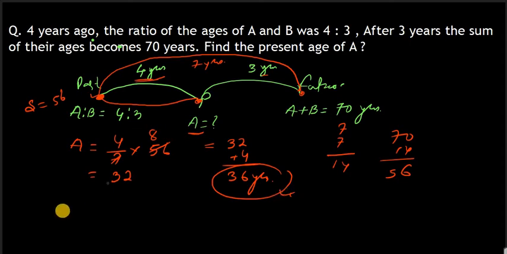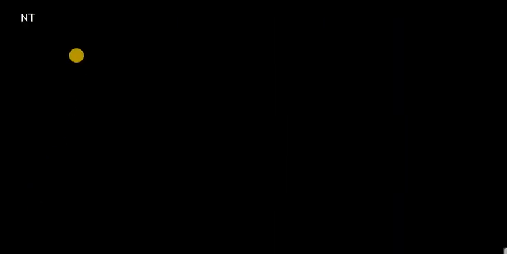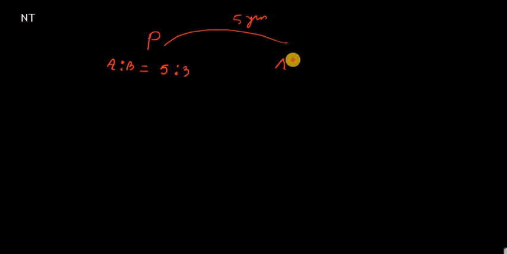Next time, another type of example. The ratio of the present age of A and B is 5:3. And after 5 years, the ratio of A and B will be 3:2. So find the present age of A.